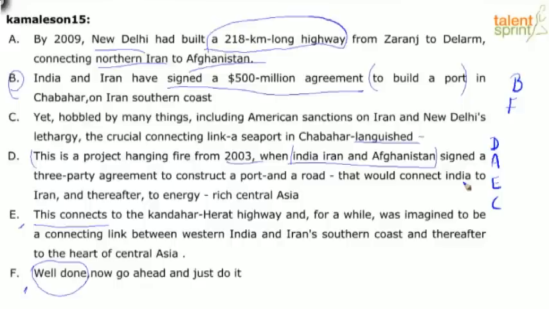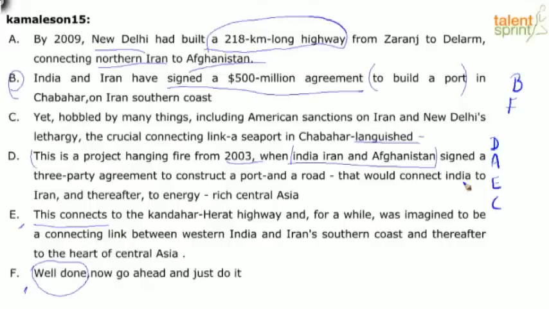I'm going to read, let's see. India and Iran have signed a $500 million agreement to build a port in Chabahar on Iran's southern coast. Well done, now go ahead and just do it. So this is a project hanging fire from 2003 when India, Iran, and Afghanistan signed a three-party agreement to construct a port and a road that would connect India to Iran and thereafter to energy-rich Central Asia. By 2009, they actually built something. New Delhi had built a 218-kilometer long highway from Zaranj to Delam, connecting northern Iran to Afghanistan. And this connects to the Kandahar-Herat highway, and for a while was imagined to be a connecting link between Western India and Iran's southern coast, and thereafter to the heart of Central Asia.